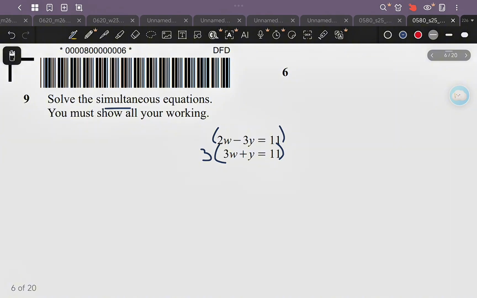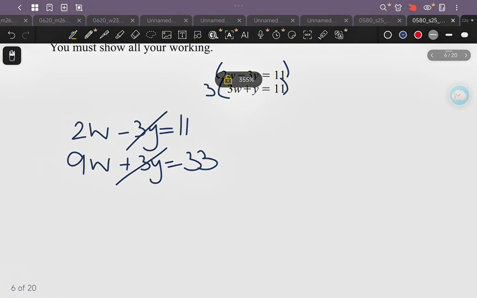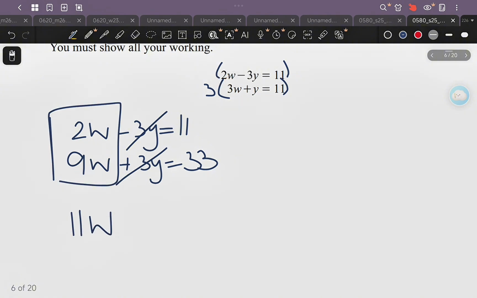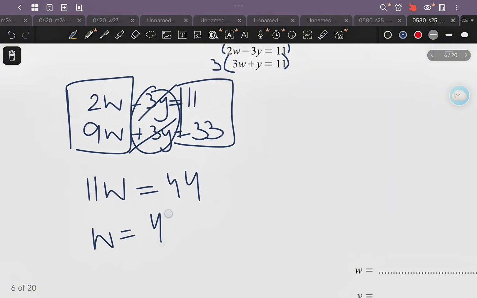Alright. So the first equation, 2w, will be written as it is, then the next one will become 9w plus 3y equals 33, and minus 3y plus 3y will be crossed out, cancelled, and there's a plus sign with both of these, so 9 plus 2 is 11w, same as here. So it's equal to, this is already gone, so 11 plus 33 is 44. Now solve it. W equals 44 over 11, which we will get 4.